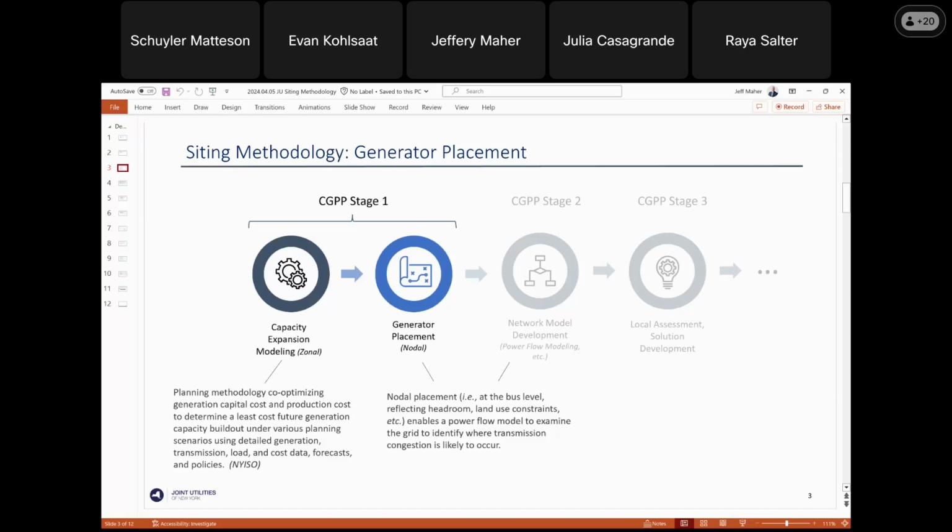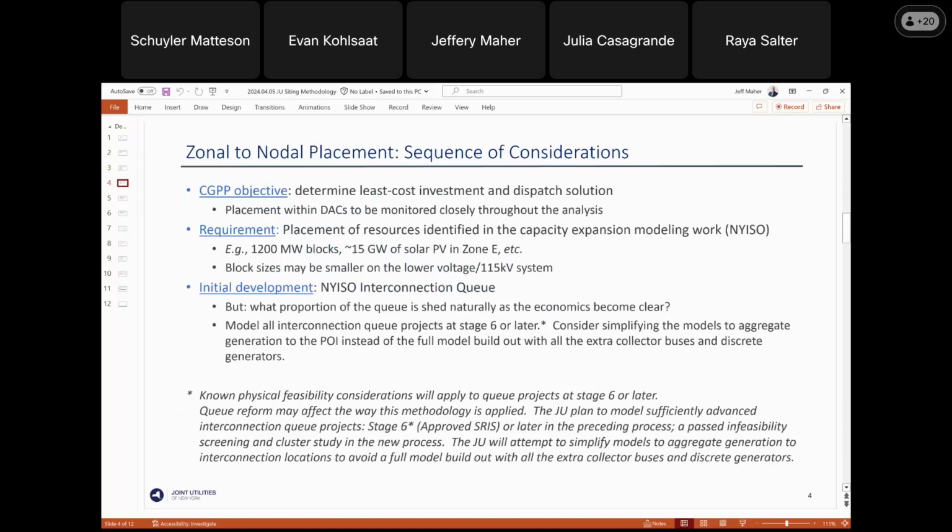So we can move to the next slide. All right, so I'm going to run through some of the considerations that we took into account when putting together this siting methodology. So we start with the CGPP objective, which is to determine the least cost investment and dispatch solution. And placement within DACs is to be monitored closely throughout the analysis. We have a requirement to place the resources identified in that capacity expansion model performed by NYISO. And for example, as we saw previously, that's going to result in quite a large build out of renewable generation. We might have very large blocks of generation to place in specific locations.